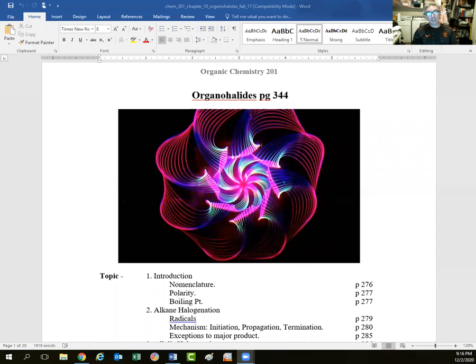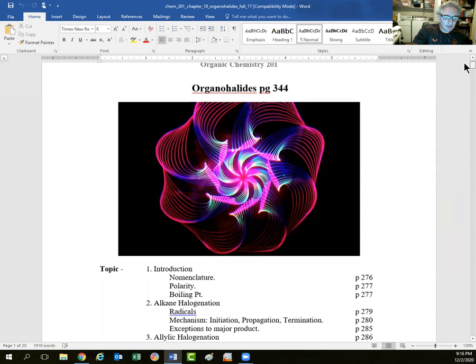Hey guys, so let's take a look at our last chapter for the semester, chapter 11 on organohalides. No, it is chapter 10, I beg your pardon. Okay, not that it really matters. Organohalides introduces us to some radical reactions, which we haven't really seen so far this semester, other than that tiny little bit we did in the alkenes chapter for polymers.